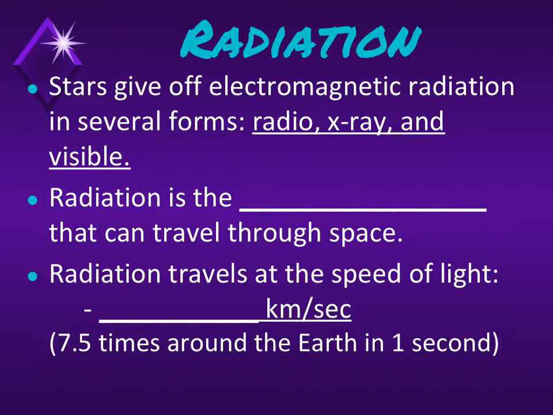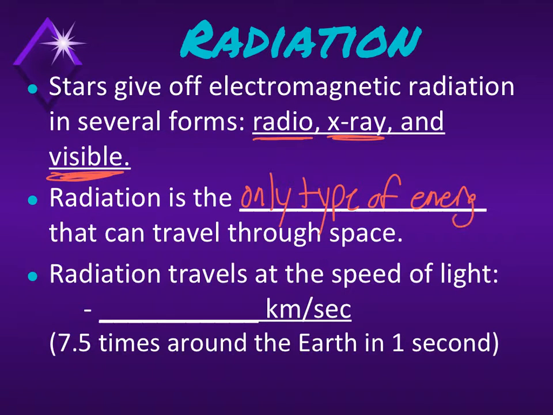Okay, so what does this have to do with stars and astronomy? Well, stars give off electromagnetic radiation in several forms. Some of it we can see. We can see a star, we can see visible light, and it also gives off radio waves and X-rays. Now remember that radiation is the only type of energy that can travel through space. And radiation travels at the speed of light, very, very fast.